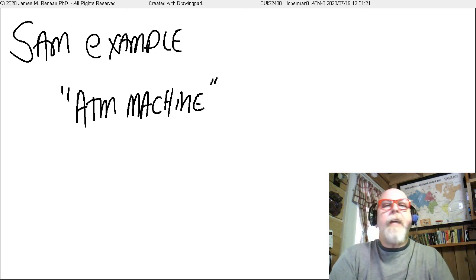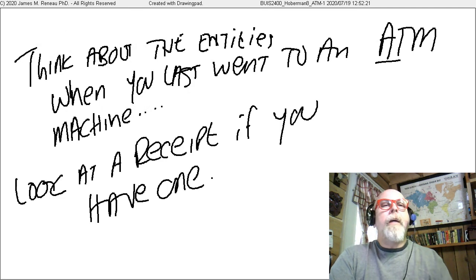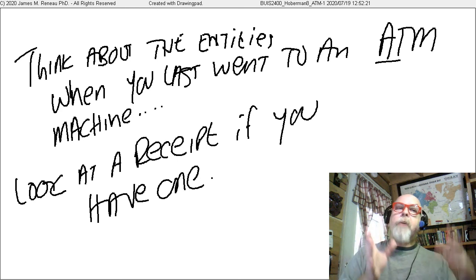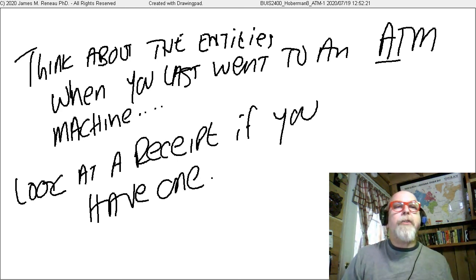This video is another subject area model example. It goes along with Chapter 8 in our Hoberman book, and this one is entitled ATM Machine. In this example, I'd like to go from start to finish thinking about the entities and the relationships and the subject area model surrounding the automatic teller machine.